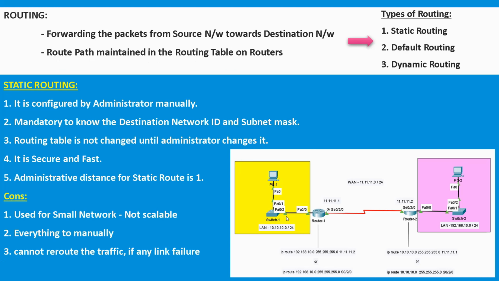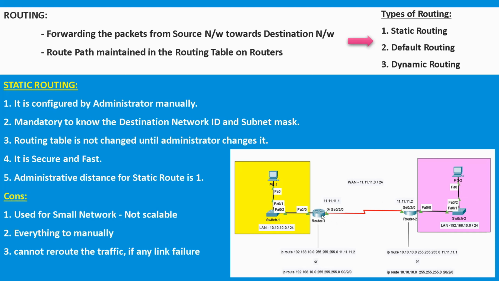the routers. If you take this topology, here I have two local area networks, LAN 10.10.10.0 and another local area network 192.168.10.0. These two LANs are connected with a wide area network 11.11.11.0. If this PC1 wants to communicate with this PC2, it will forward the packets. Once it reaches the router, this router should be aware of how to reach this destination network. It should have that route path to the destination.